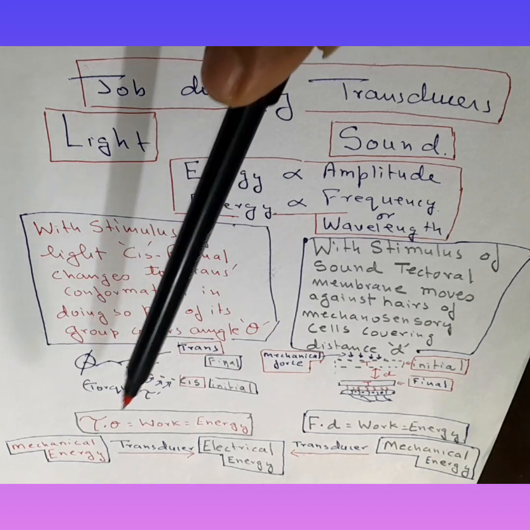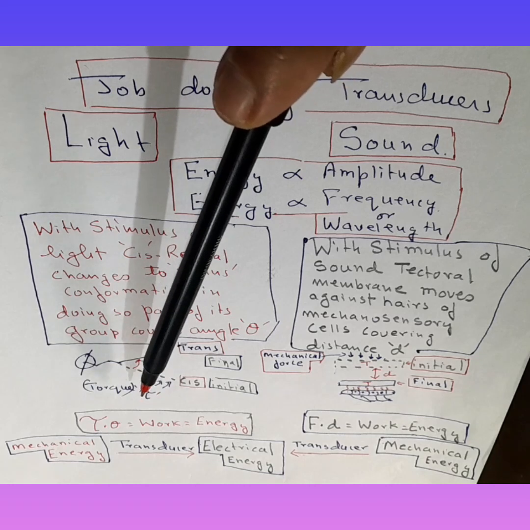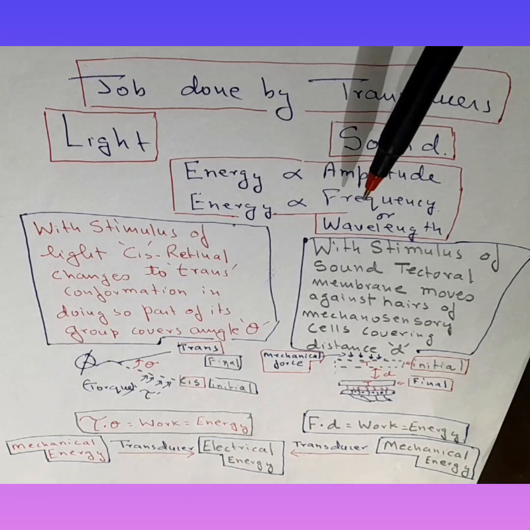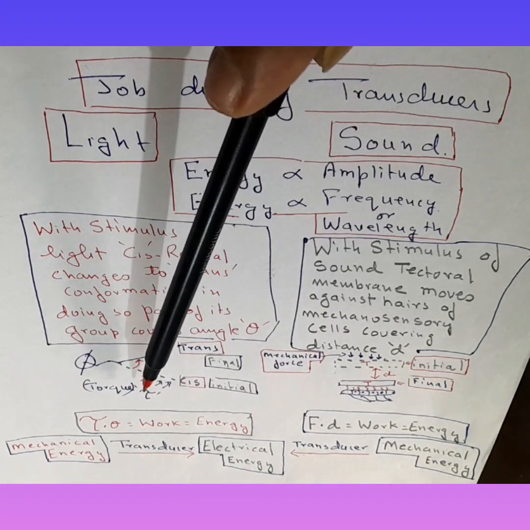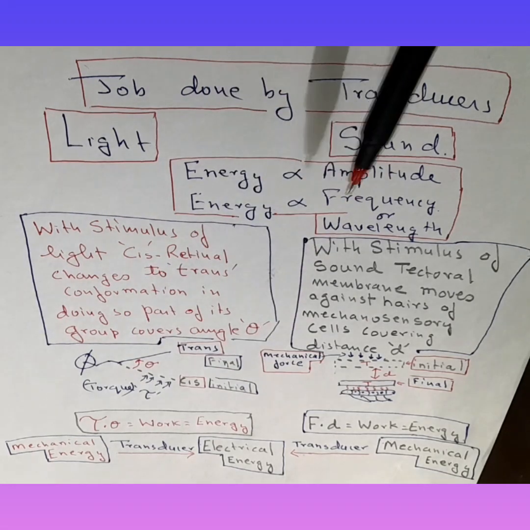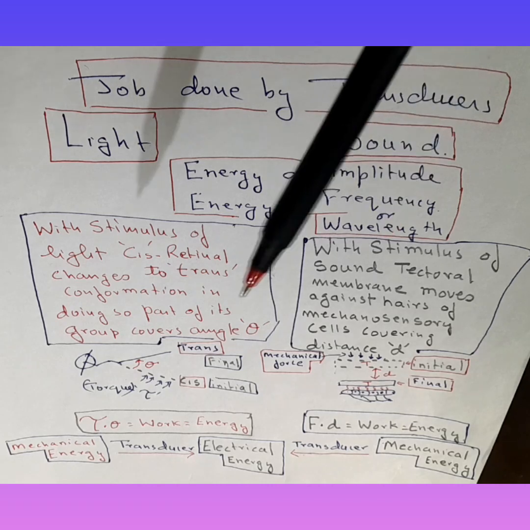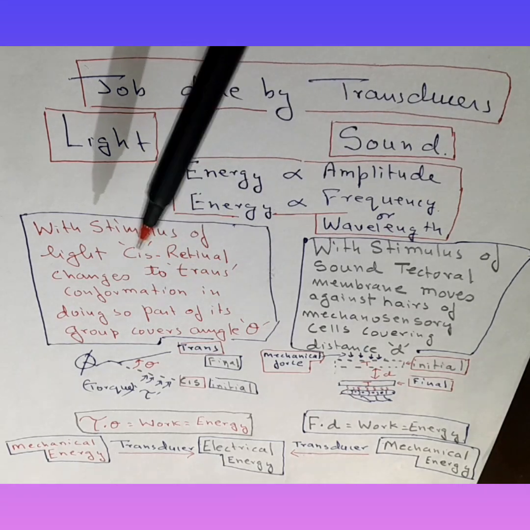The torque tau was applied by the light source. That was the energy which we had talked about over here, amplitude and frequency. It all depended upon amplitude and frequency or wavelength. This is what we saw in terms of light. Now let's understand what happens in terms of sound.